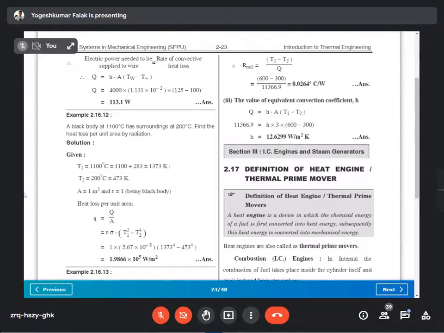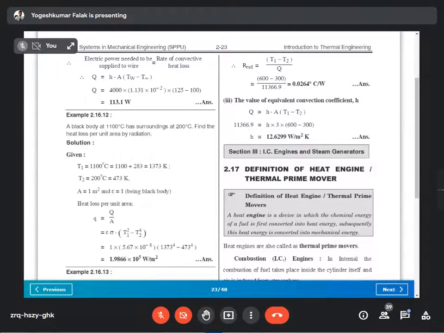Last numerical. So please write down the simple numerical: a black body at 1000 degrees Celsius has surrounding temperature 200 degrees Celsius. Find the heat loss per unit area by the radiation. Simple numerical है, इसे note down करो.